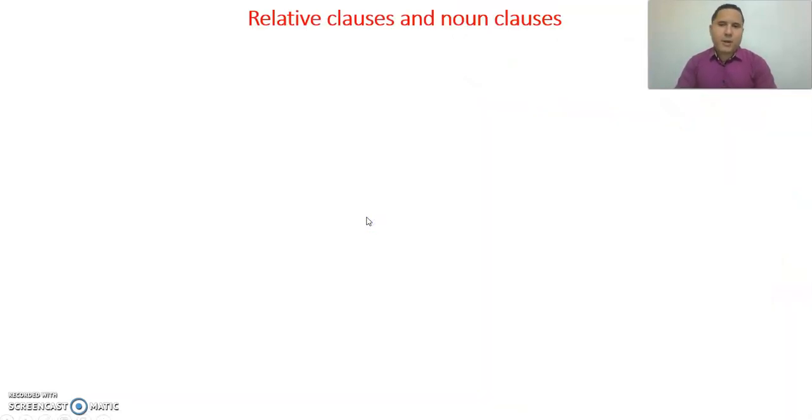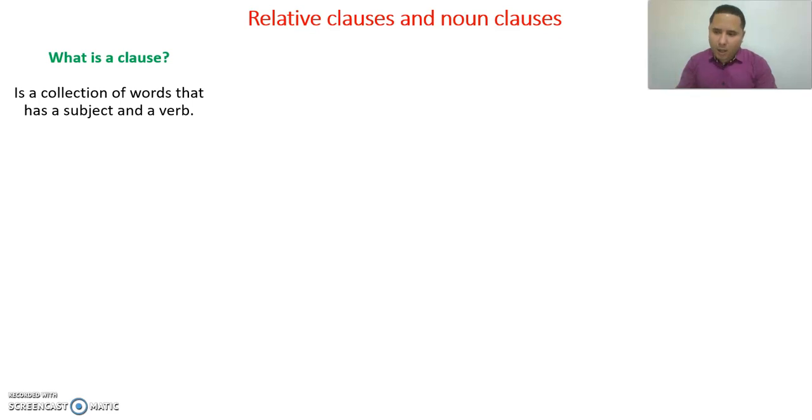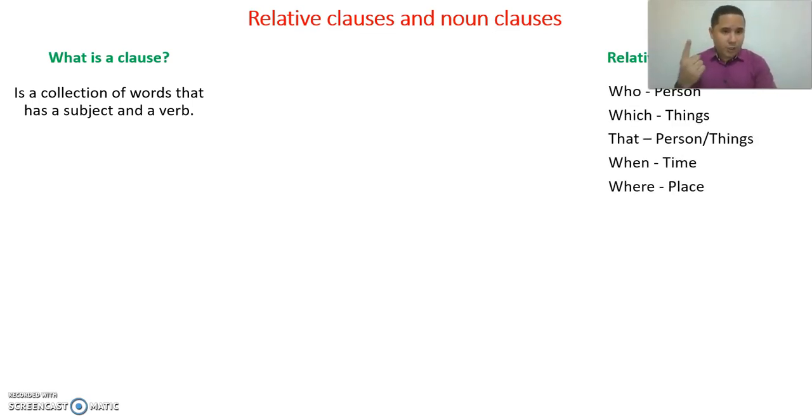Today's grammar will be about relative clauses and noun clauses. If you remember from the previous lesson, we talked about what a clause is. So, what is a clause? Just to refresh your mind, a clause is a collection of words that has a subject and a verb. Now, relative pronouns. Relative pronouns are specific words we are going to use in this grammar. For example, who for person, which for things, that for person and things, when for time, where for places.